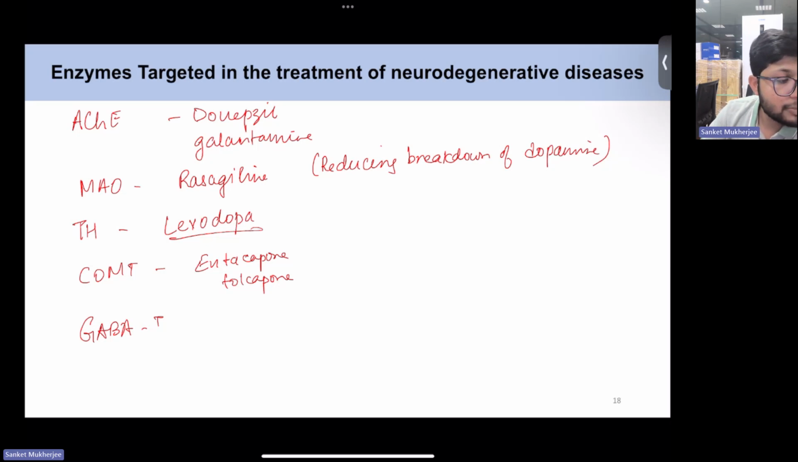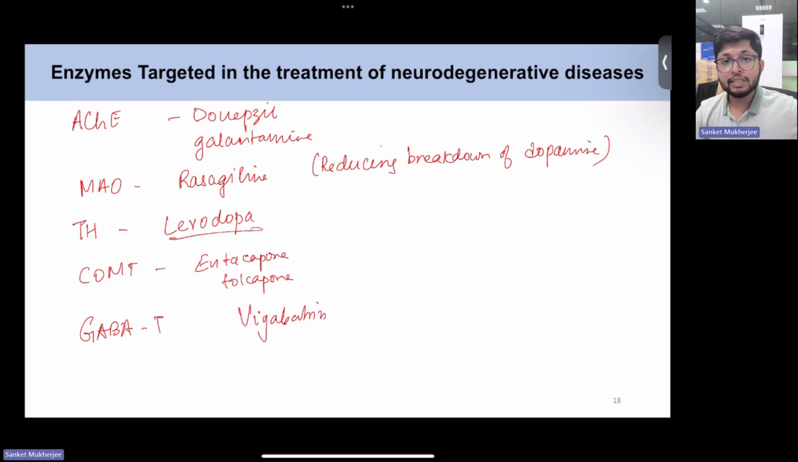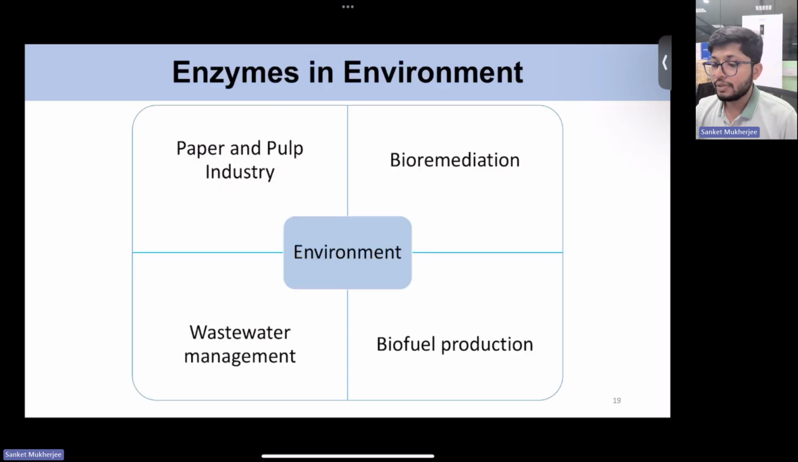GABA aminotransferase is used in metabolism of GABA. Deficiency of GABA-T leads to increased GABA levels, relevant in epilepsy. The drug is vigabatrin, which inhibits GABA-T, increasing the GABA, gamma-aminobutyric acid, levels.